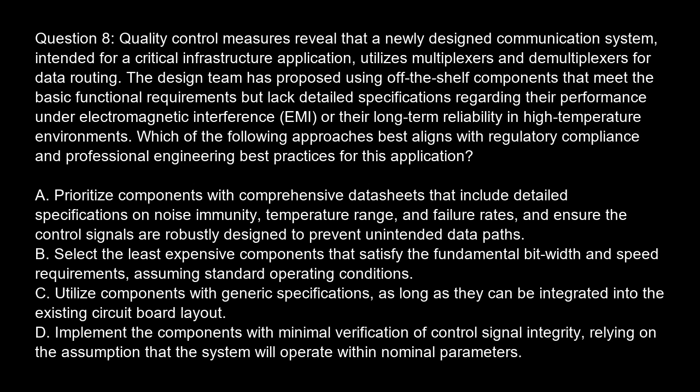Option A. Prioritize components with comprehensive datasheets that include detailed specifications on noise immunity, temperature range, and failure rates, and ensure the control signals are robustly designed to prevent unintended data paths. Option B. Select the least expensive components that satisfy the fundamental bit width and speed requirements, assuming standard operating conditions. Option C. Utilize components with generic specifications, as long as they can be integrated into the existing circuit board layout.